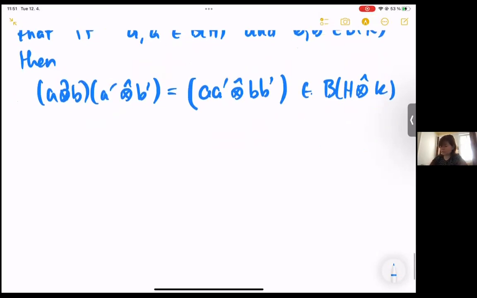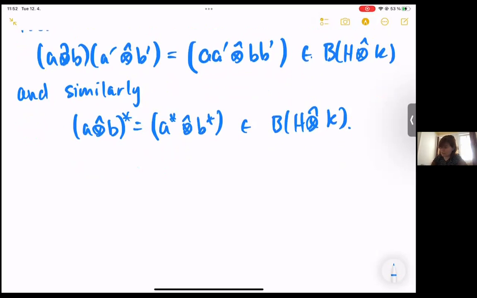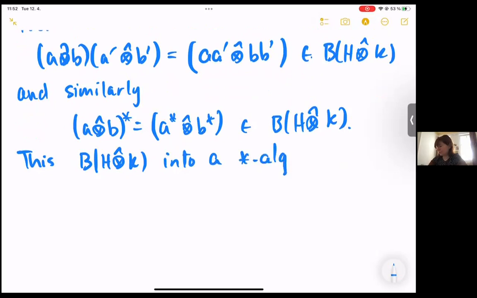And similarly, we can define an involution or an adjoint operator in the obvious way by just taking A hat tensor B hat, and this is of course going to be also in H tensor K, and this makes B(H tensor K) into a star algebra. So it's easy to check that that's true.